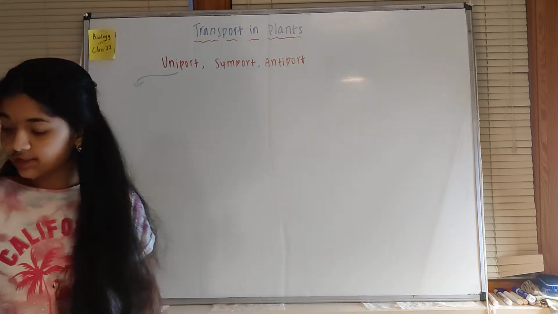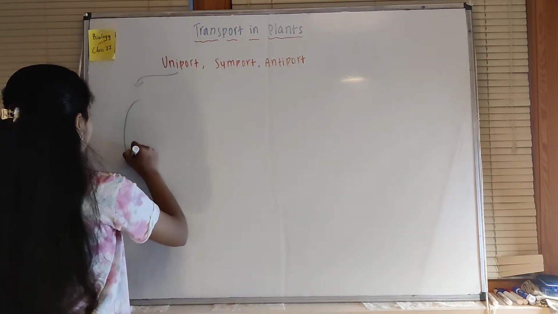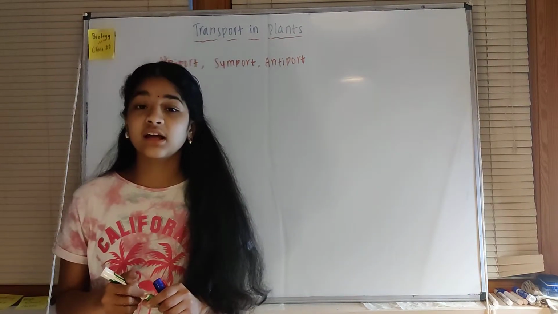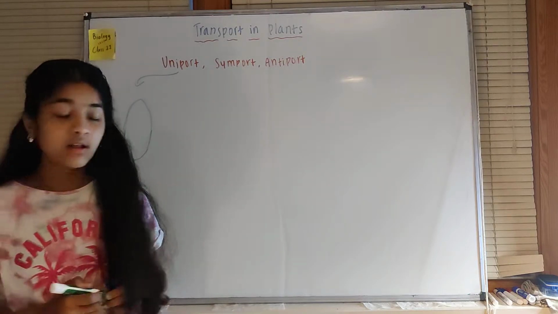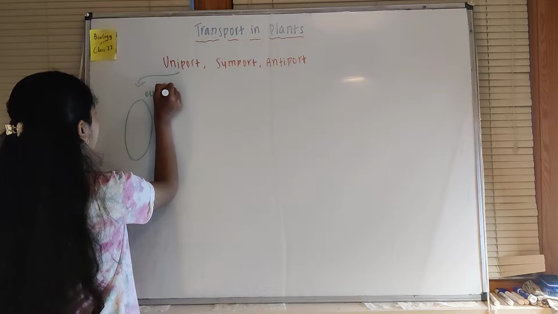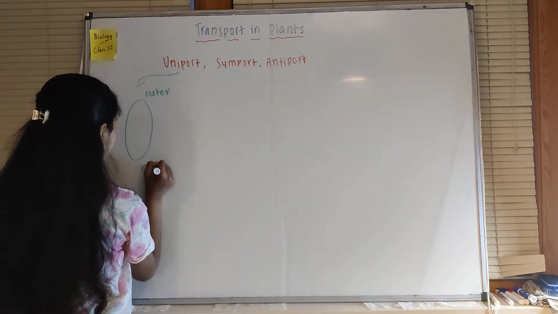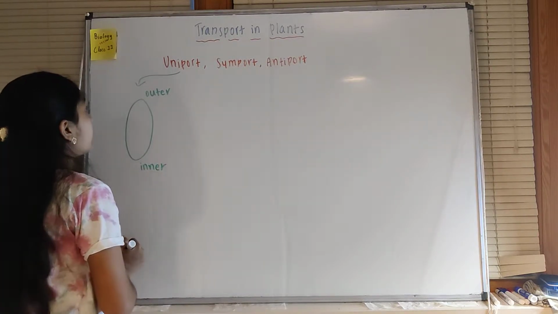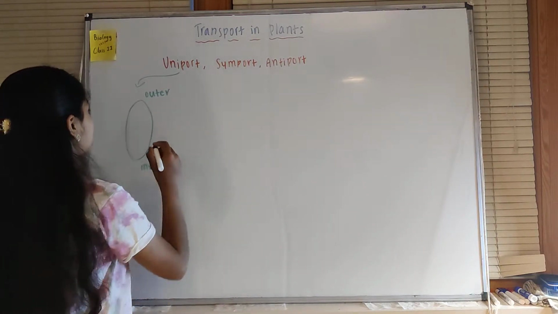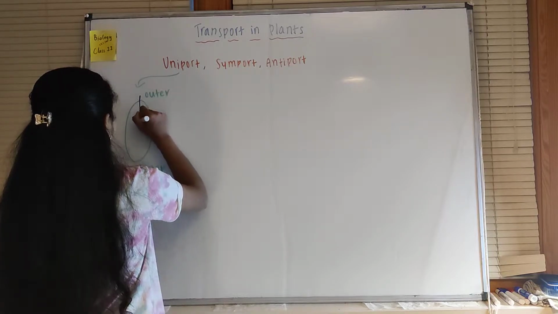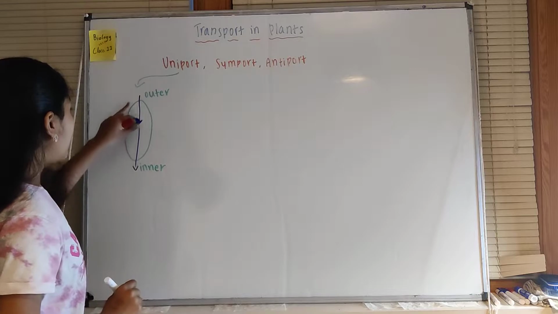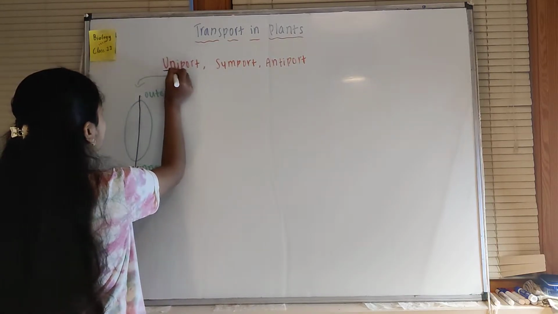Here there will be a carrier protein. We know what carrier proteins are: they are the proteins that help in facilitated diffusion. If you think of this as the outer membrane and this as the inner side, in uniport there will be one particle which travels from the outer side to the inner side in only one direction. That's why it's called uniport.